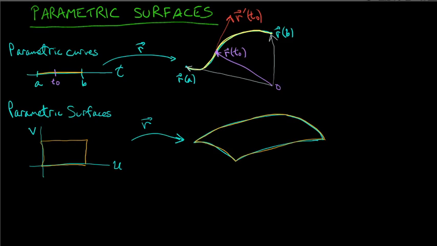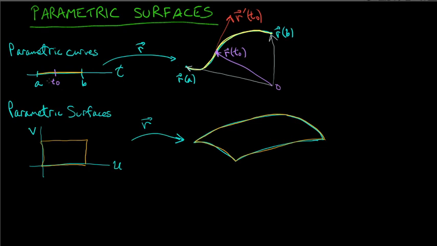Parametric surfaces. So this is our next topic. Just a very quick review of parametric curves, which was way back in Chapter 12, I believe. You have this interval from a to b, that's our t interval. And the mapping r maps that interval to a curve, this yellow curve over here.